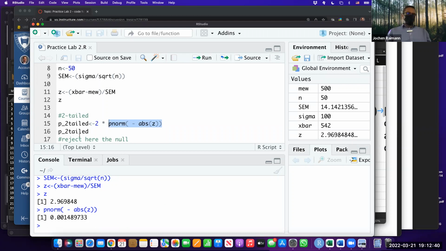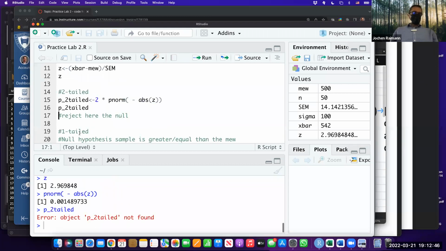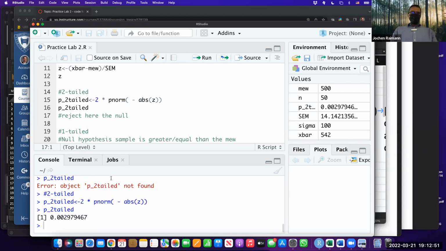This is why R makes it a little easier. So if you do a two-tailed analysis, you have a P2-tailed, you just multiply this by 2. This doesn't work because I didn't run this. But basically you get here that P value that we calculated with R.